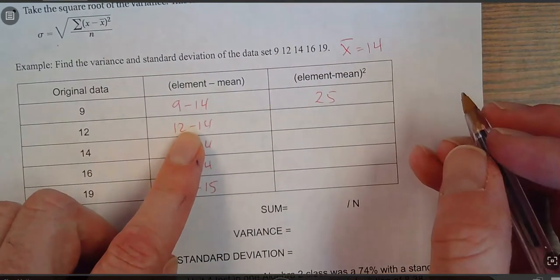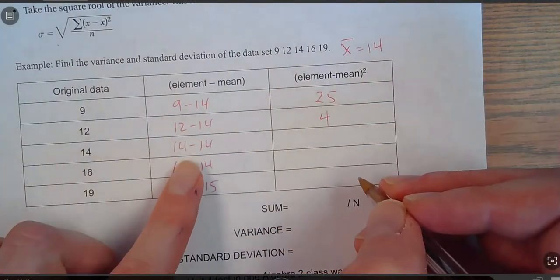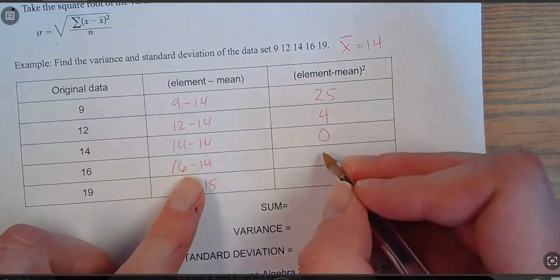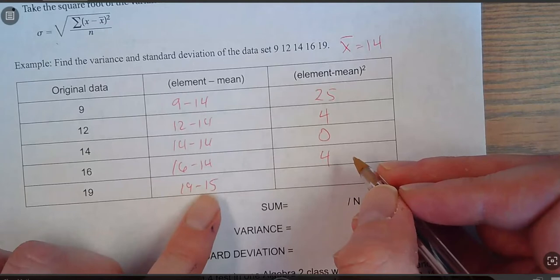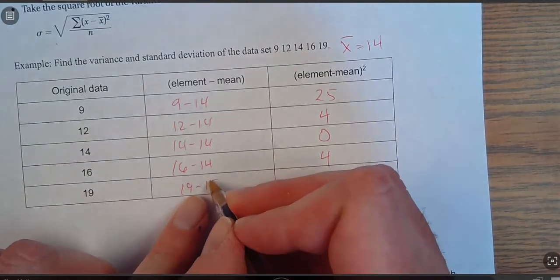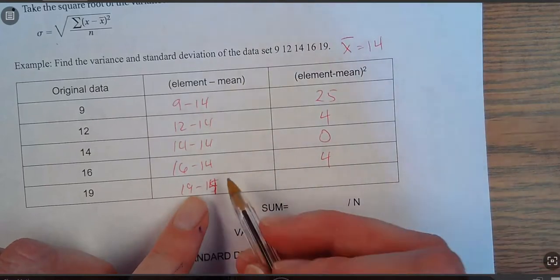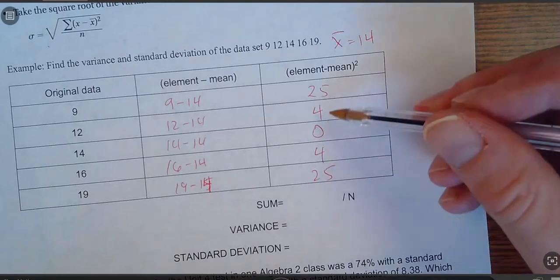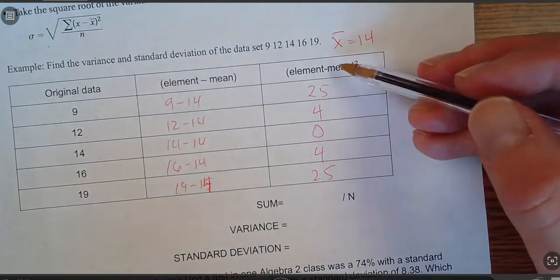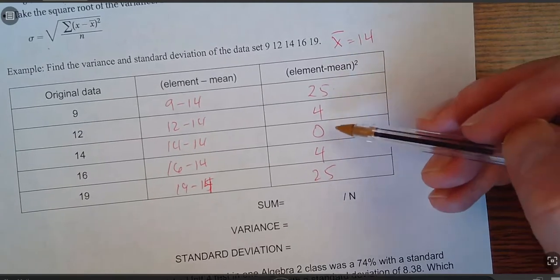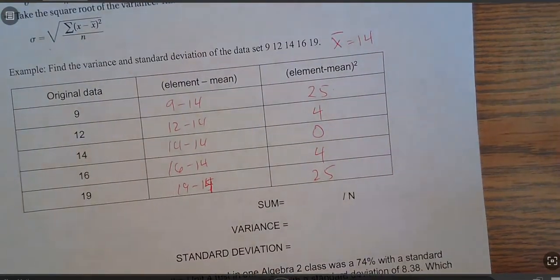The difference here is 2. 2 squared is 4. The difference here is 0. 0 squared is 0. Difference is 2. 2 squared is 4. Difference here is 5. I wrote it down wrong, sorry about that. That should all be 14s. It's 5. 5 squared is 25. These are symmetrical. That's not always true. Okay, this example, I kind of made it easier. The data is symmetrical: 25, 25, 4, 4, 0. It's not going to happen like that.